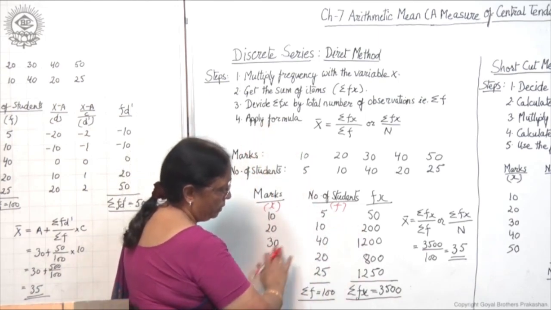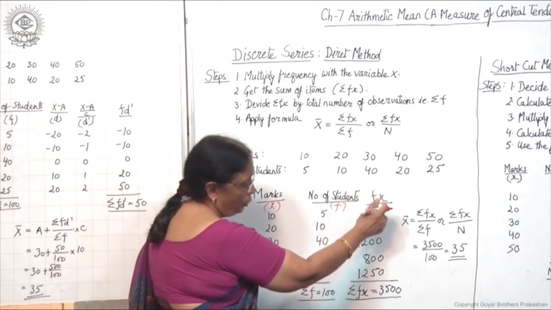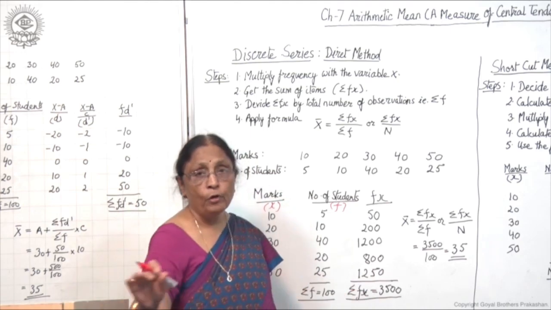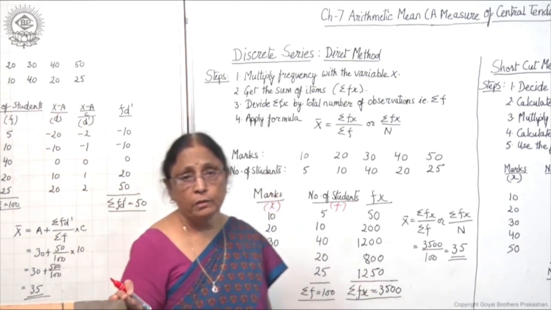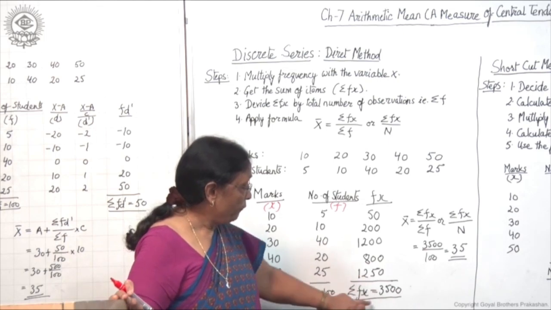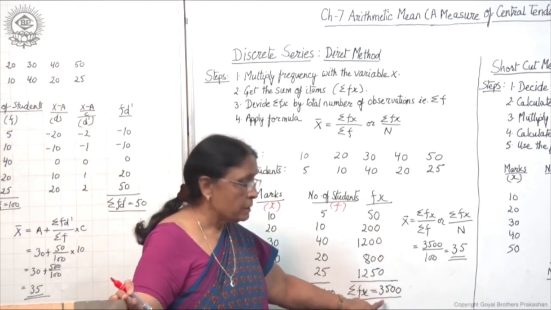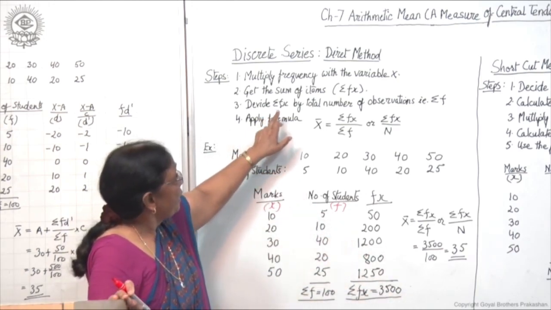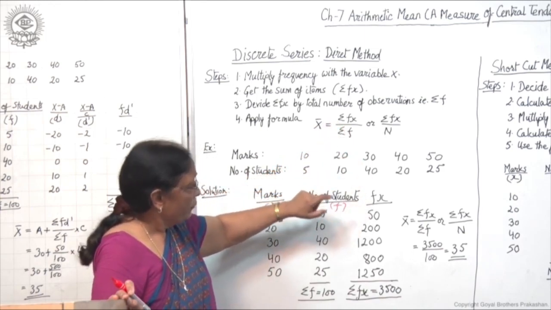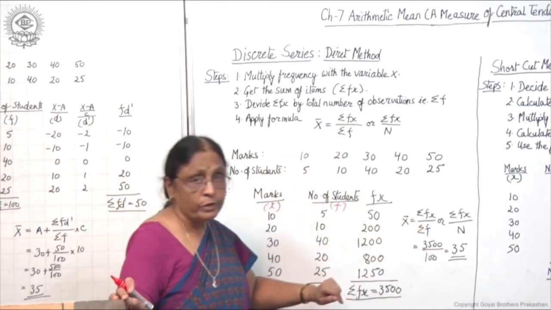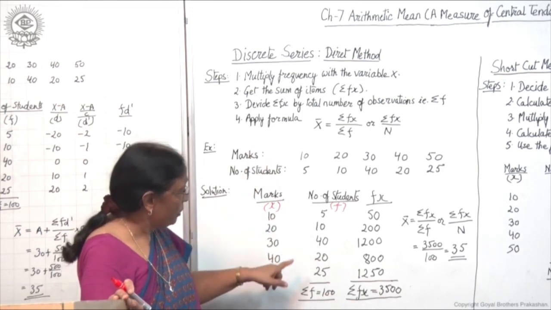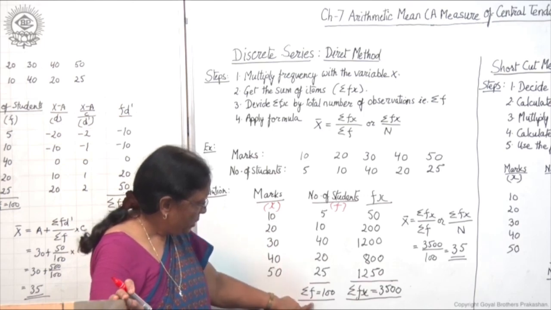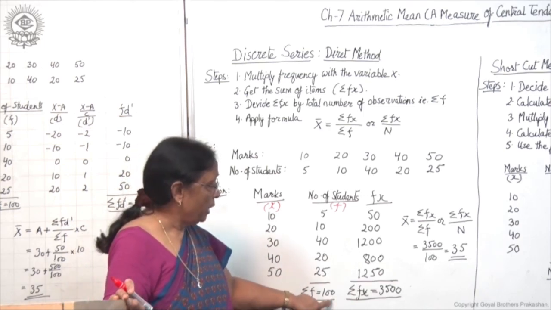So multiply frequency with variable x, then get the sum of items. After multiplying it, what is the next step? You have to add up this column and get sigma fx, the total of the fx column, and here the total of this column is 3500. The second step is to divide sigma fx by the total number of observations. For that you have to find the total number of observations, that is the number of items, or sigma f, which is 100.